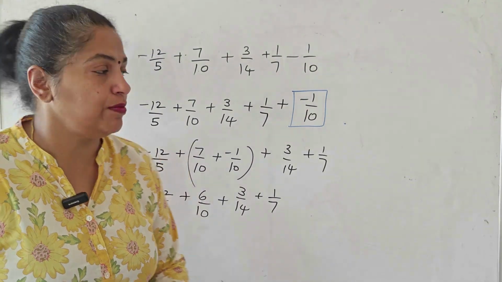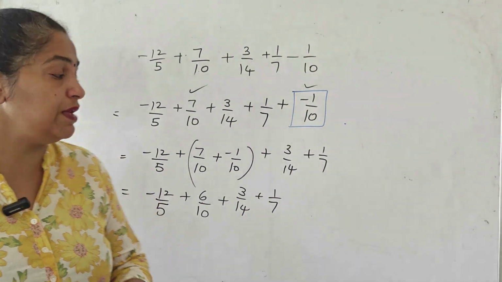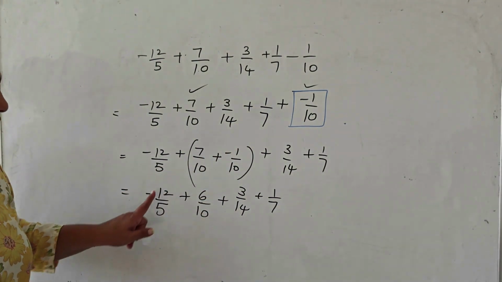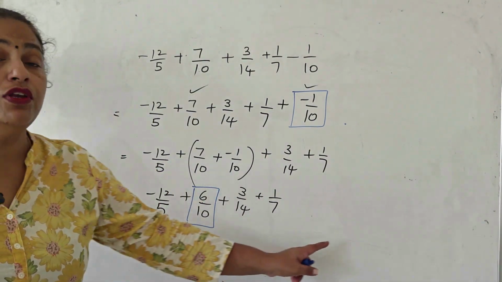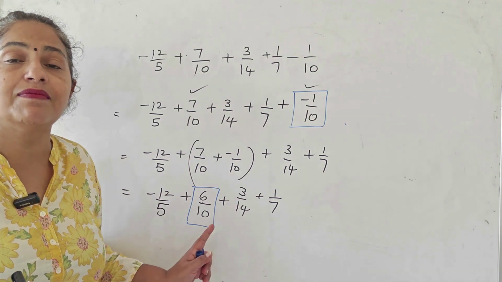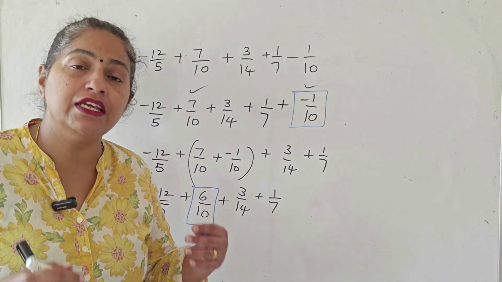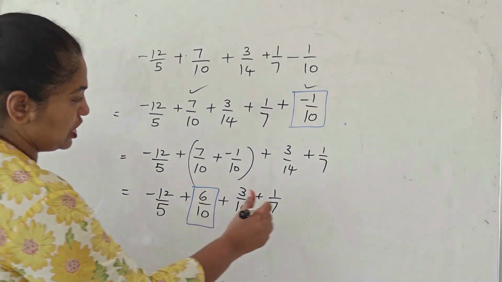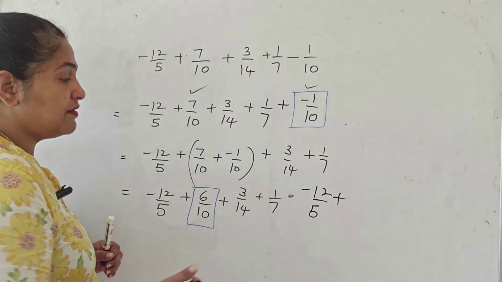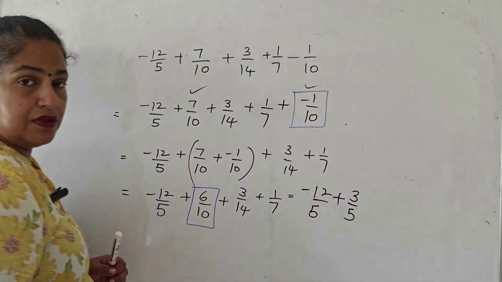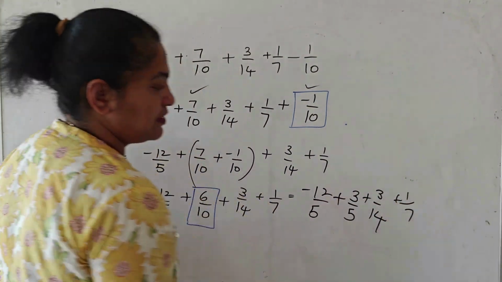Then I check for common denominators. So when I am checking, 7 by 10 and minus 1 by 10 have got the same denominator, I am grouping them and I am getting 6 by 10 over here. Correct? Now, when you look at these numbers, you can see that 6 by 10 is not in the lowest form. So, I will be converting 6 by 10 into its lowest form and rewriting the equation as minus 12 by 5 plus 6 by 10. I can write it as 3 by 5. Fine. Plus 3 by 14 plus 1 by 7.